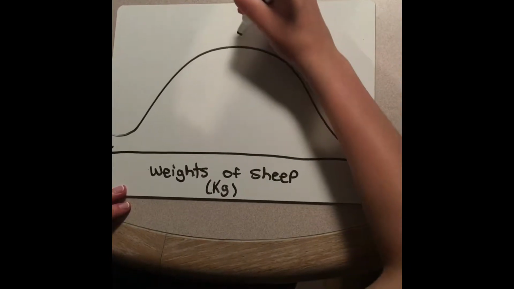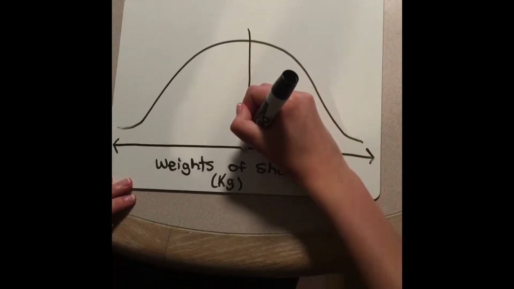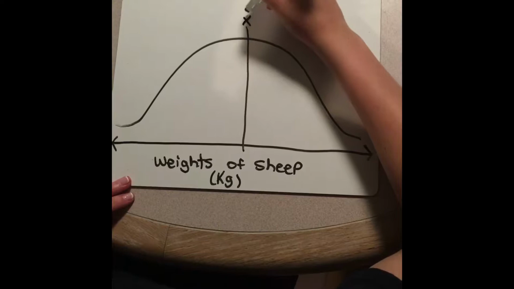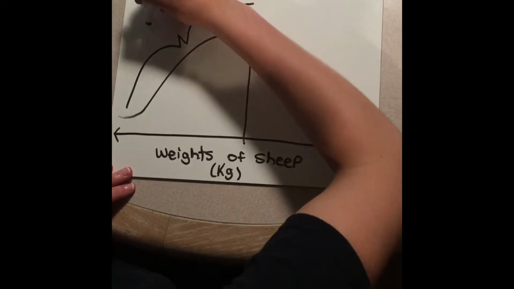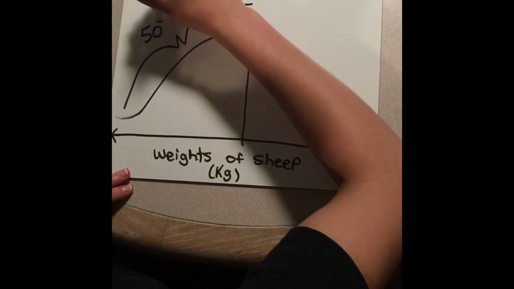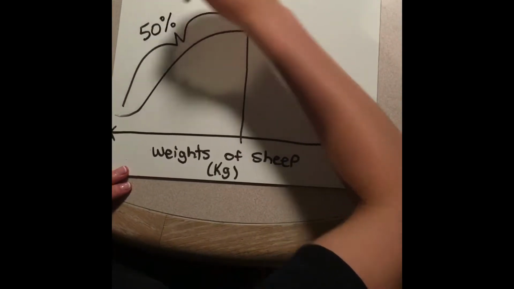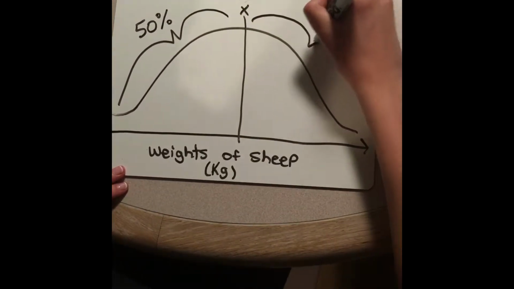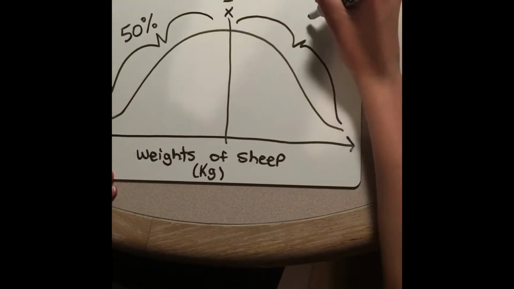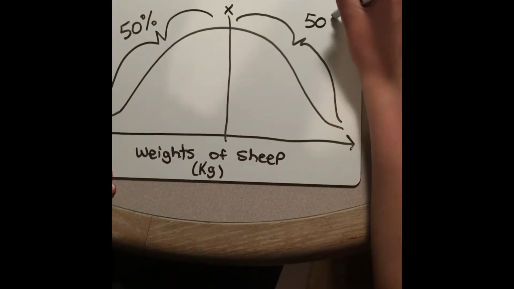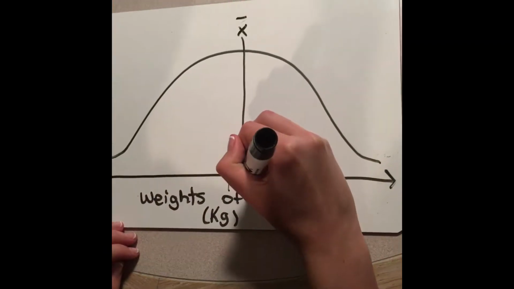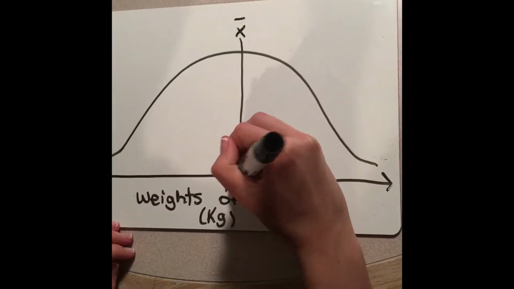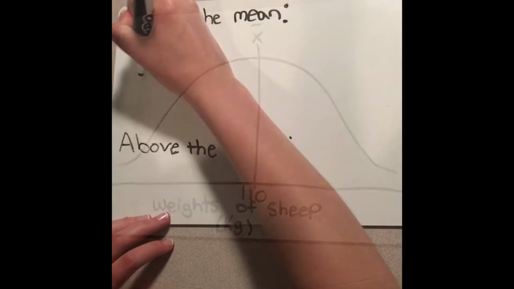A line in the middle proves this symmetry. Label it x bar for the mean. 50% of the distribution is to the left and 50% is to the right. Under the line for the mean, write 110 because that is the given number for the mean.